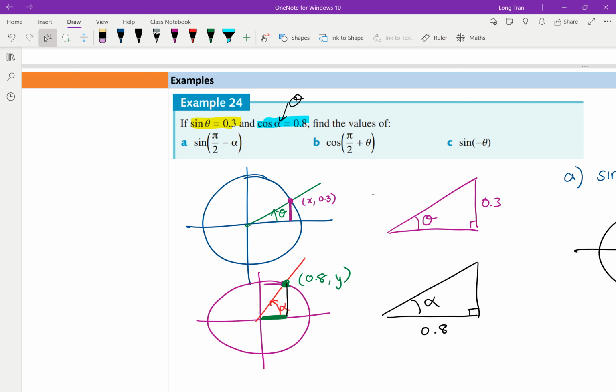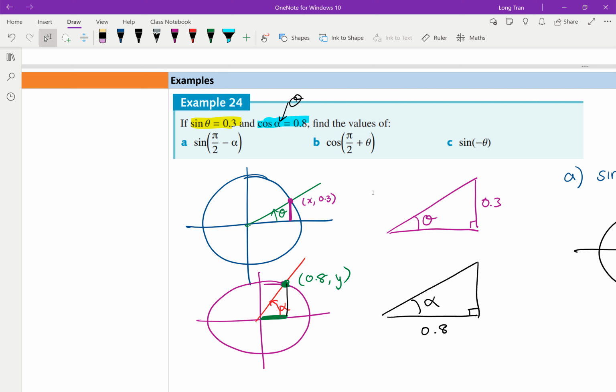Ironically, that x value is the opposite length, which is from here to here. But in our triangle, we already got the opposite length. It's 0.3. So that means I know this has to be 0.3, but since it's in the negative region, it must be negative 0.3. See what I'm doing? I'm not trying to memorize the formulas. I'm literally reading what they've given me. This is what we have, and I'm transferring it to what the question is.